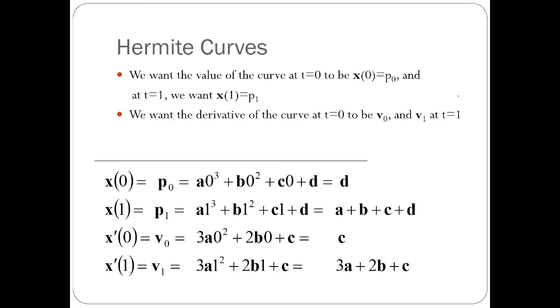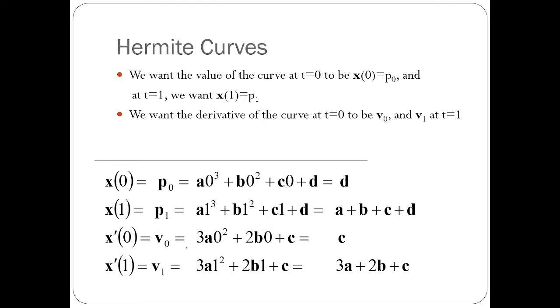Okay. So we want the value of the curve at t = 0 to be x(0) = p0, and at t = 1 we want x(1) = p1. So we want the derivative of the curve at t = 0 to be v0 and v1 at t = 1. x(0) = p0 = a0 t^3 + b0 t^2 + c0 t + d = d. x(1) = p1 = a + b + c + d.